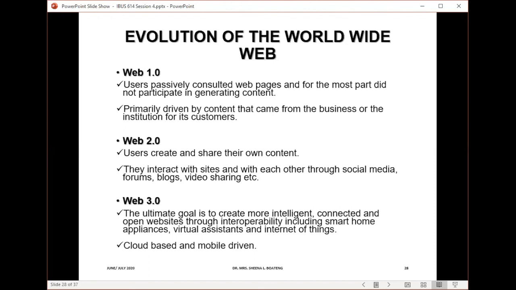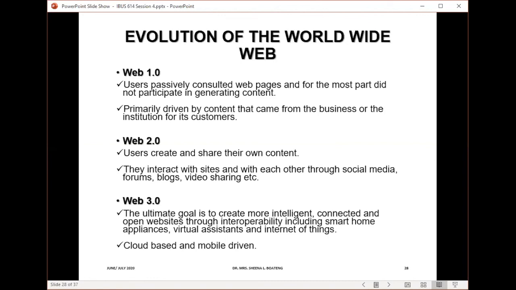However, as time went on, the interaction was not just enough, because you need to be able to know who you are interacting with to be able to interact with them effectively. So the web evolved to the Web 3.0 phase, which we are currently in at the moment, whose ultimate goal is to create more intelligent, connected, and open websites through interoperability, right?